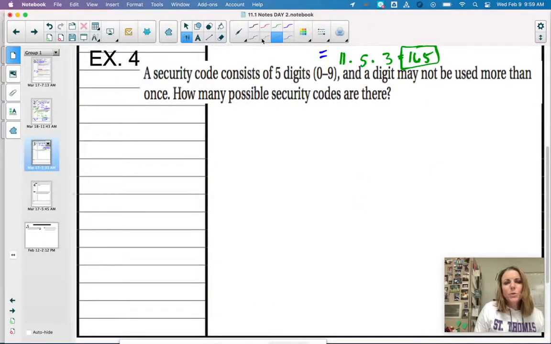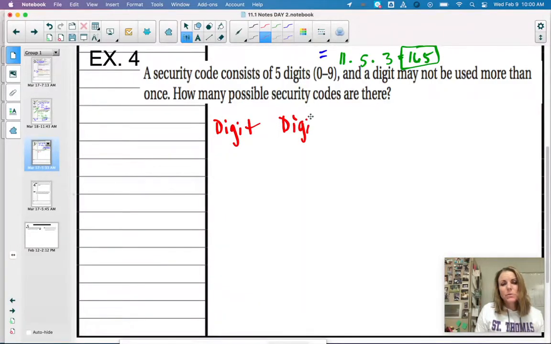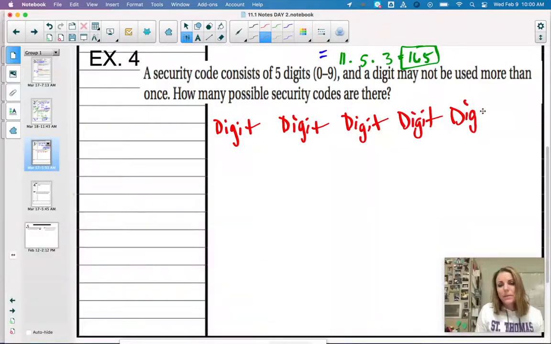A security code consists of 5 digits. The digits go from 0 to 9, and a digit may not be used more than once. How many possible security codes are there? Well, we have 5 digits. So we have digit 1, 2, 3, 4, 5.